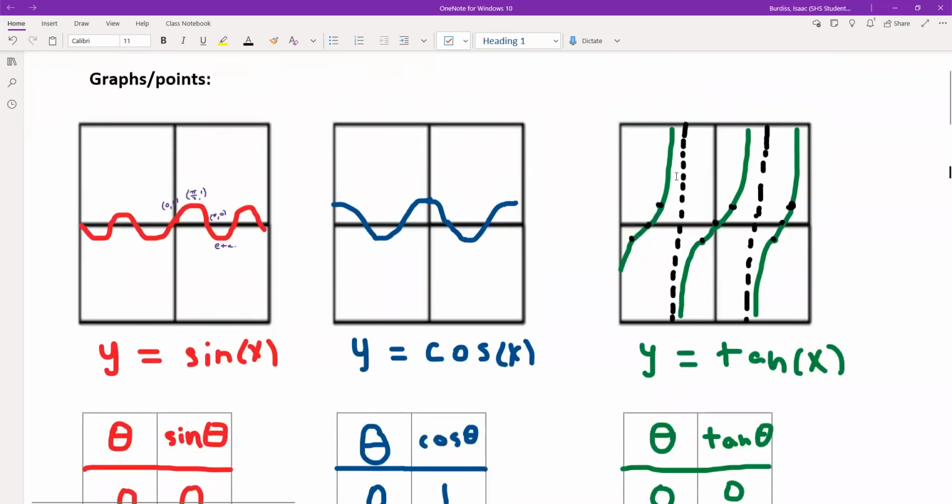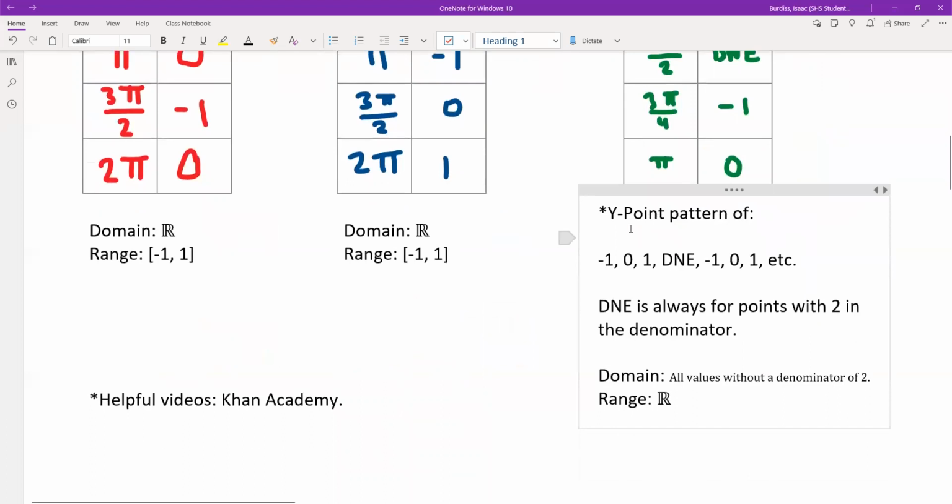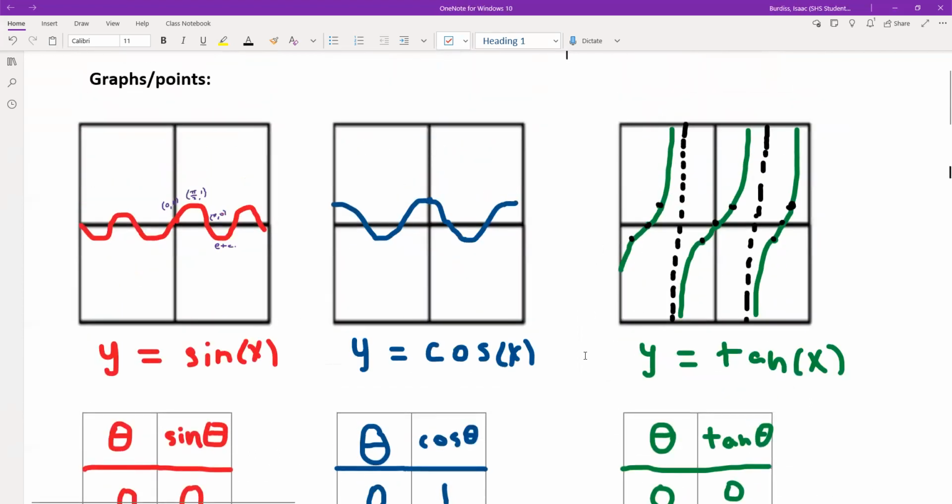And anytime you have something divided by 2, the divided by 2s, they're sort of like coterminal angles in a way, and do not exist. The pattern for the y points for the tangent one is -1, 0, 1, does not exist, and that's what it's like. The domain and range are the same for sine and cosine. Domain, all real numbers, range, -1 to 1. For tangent, it's harder to say in word form, but it's basically any value that doesn't have a denominator of 2. And then the range is all real numbers too, because they go from negative infinity to positive infinity.